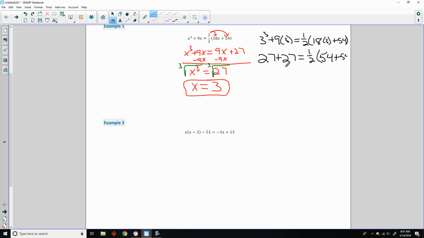27 plus 27 is 54. 54 plus 54 is 108, and 1/2 of 108 is 54, and that checks.